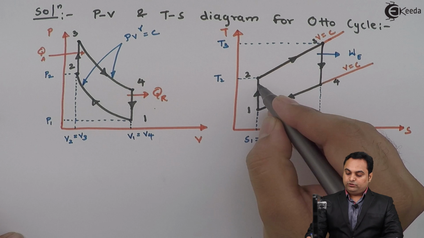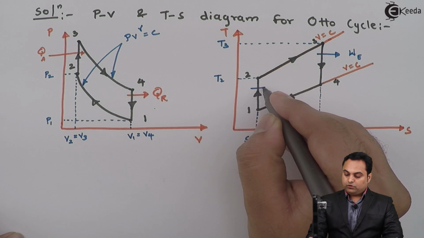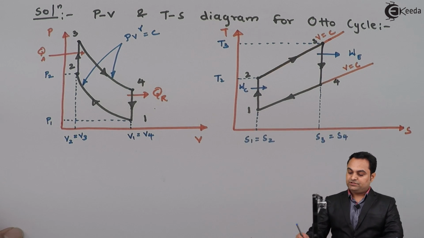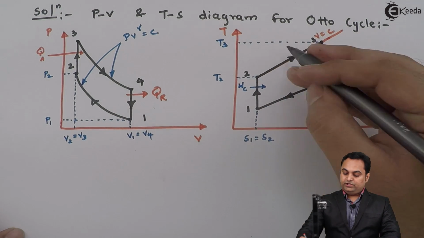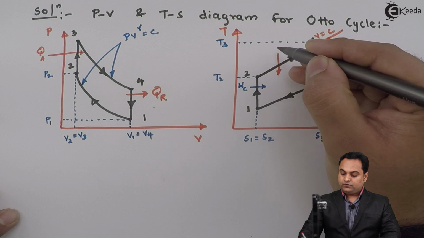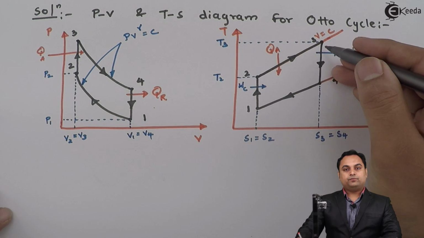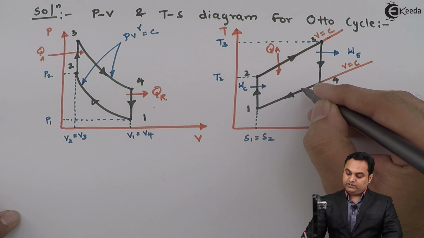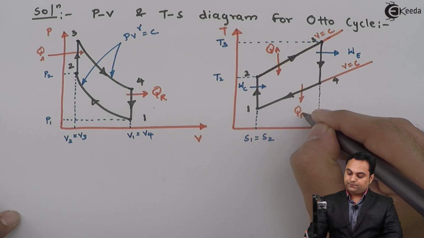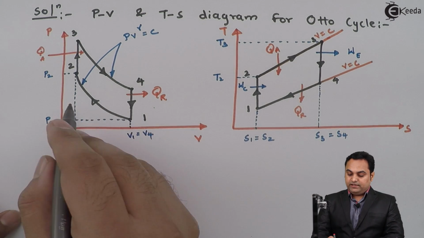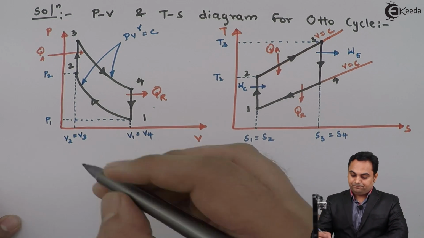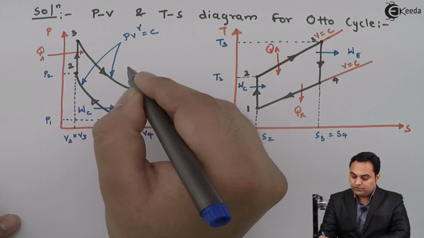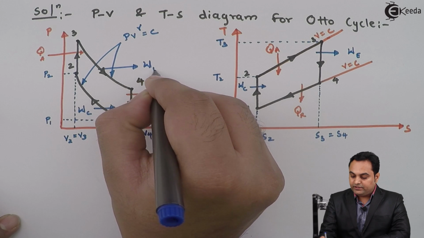Now during 1 to 2 the work is done during compression, or we can say the work is done on the air during the compression process. Next, from 2 to 3 the heat has been added, so this will become QA. For process 3 to 4 there is work which we are getting in the expansion process, and 4 to 1 is the heat which is rejected out of the system. Similarly I can mark here on the PV diagram that during 1 to 2 the work is done in compression, and from 3 to 4 the work we are getting in expansion.